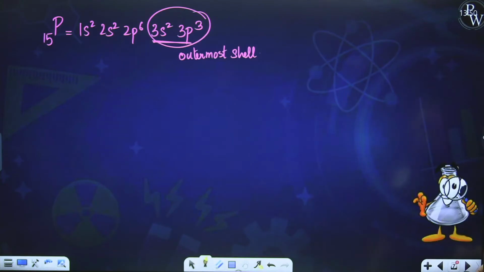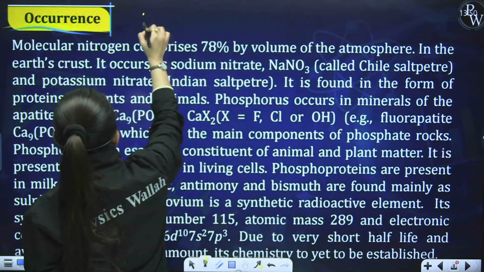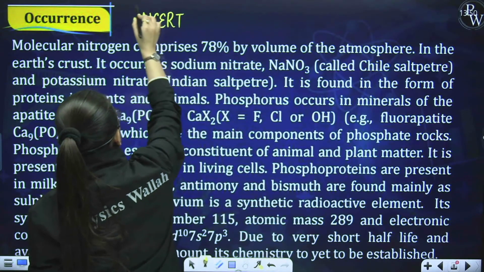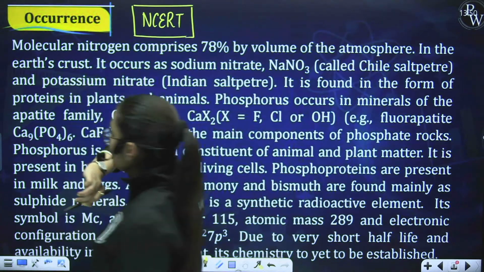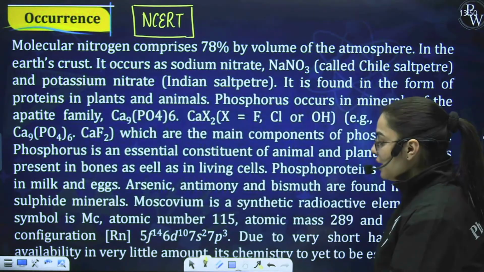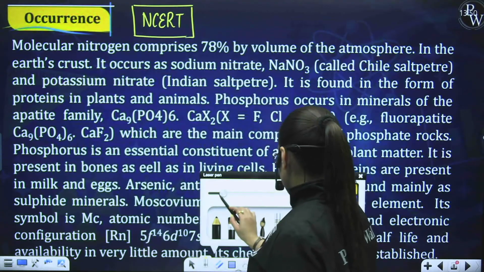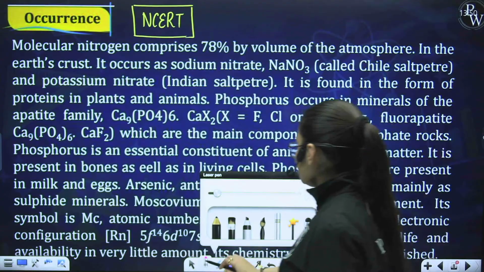Now let us see the NCERT lines. These are your NCERT lines of occurrence. We will be seeing where they occur. So we have to cover this from NCERT only. So I have taken the NCERT lines. You can even open up your NCERT if you want to understand this, or you can just kindly read it from here also. There is no problem. Let us see.